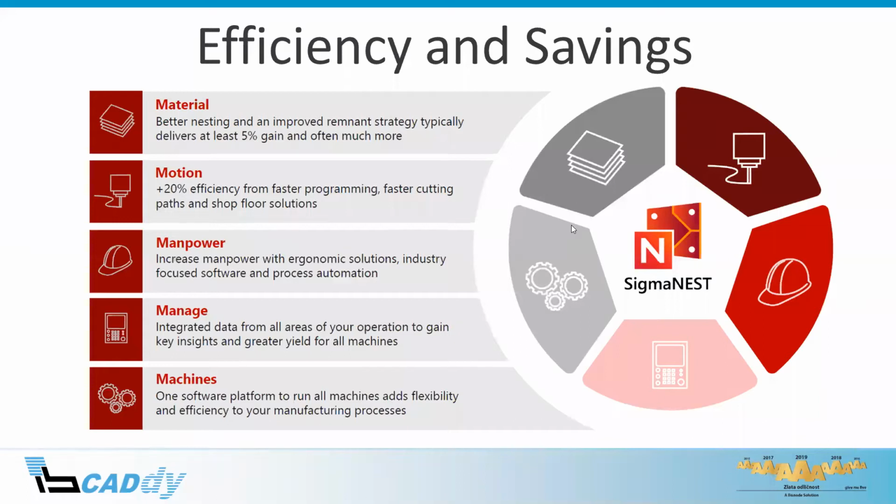For materials, better nesting and an improved remnant strategy deliver 5% or more in material gains. For motion, our solution provides more than a 20% boost in efficiency due to faster programming and faster cutting paths and shop floor solutions. For manpower, SigmaNEST increases manpower capability with ergonomic solutions, industry-focused software, and process automation.